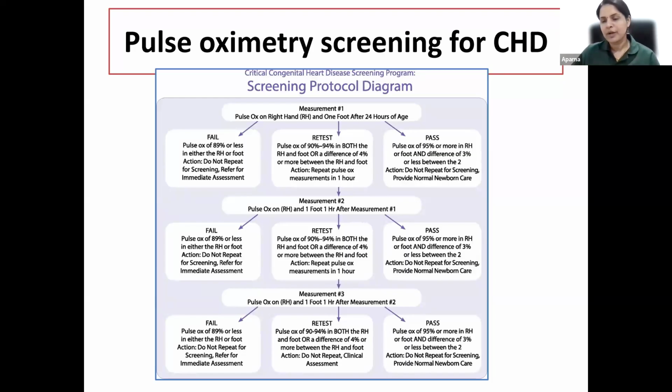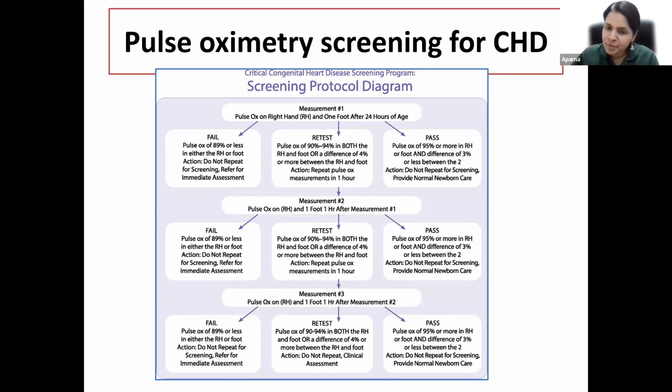So if, for example, you find saturation of 96% and 97% in the hand and the leg, then this is considered as a pass, because the saturations are both more than 95% and the difference is below 3%. Now, on the other hand, if pulse oximetry saturations are between 90 to 94% in both the right hand and either foot, or the difference between saturation preductal and postductal is 4% or greater, then this is considered as a suspicious screen and we need to repeat the test measurement in 1 hour.